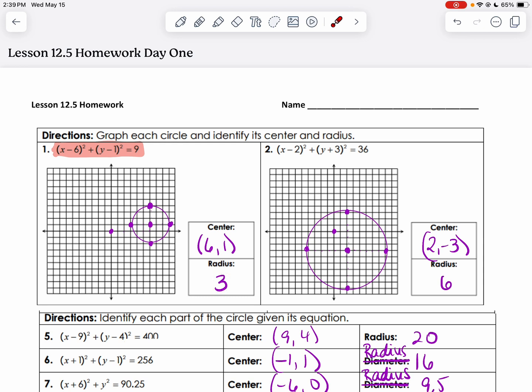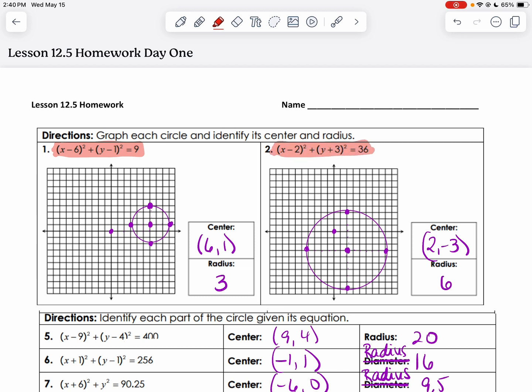So if my center is at 6, 1, we're going to count over 1, 2, 3, 4, 5, 6, up 1. And then we're going to use the radius. We're going to count up 3, to the left 3, down 3, and to the right 3, and make our circle. Again, your circles don't have to be perfect, but we want to try to get as close to a circle as we can.